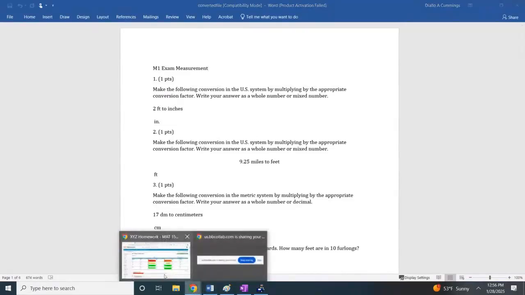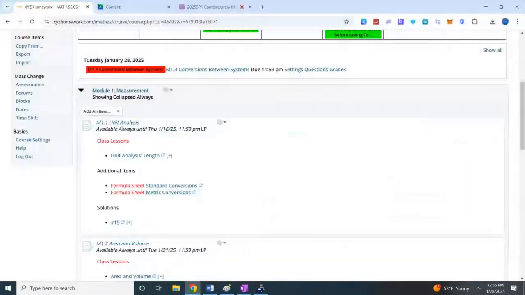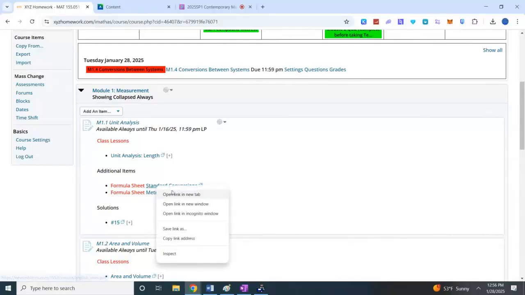In the module 1 set of homework notes, there is a formula sheet, or a couple of formula sheets. One is the standard conversion. So I am going to bring this up.